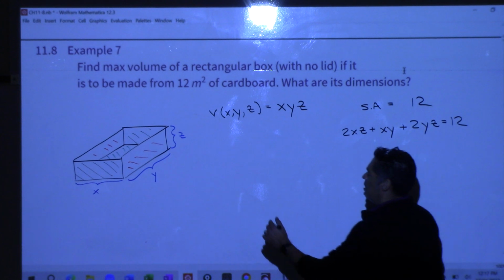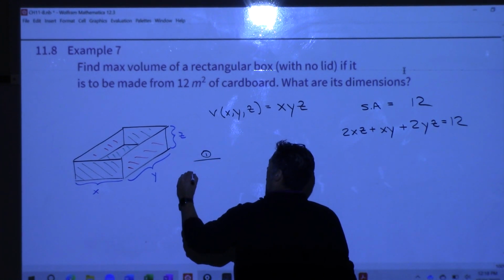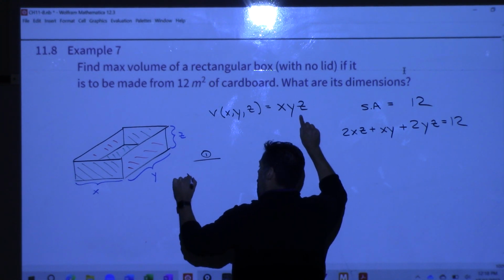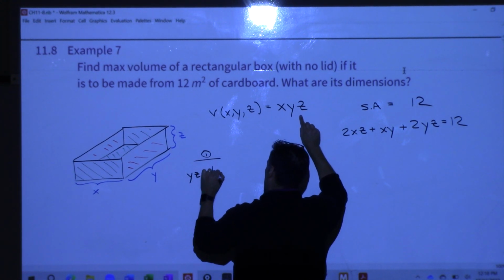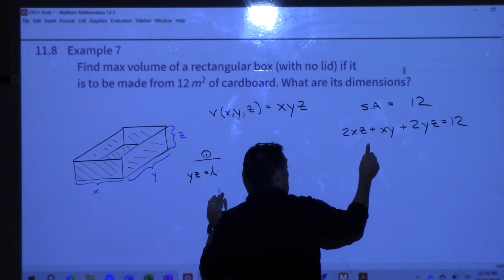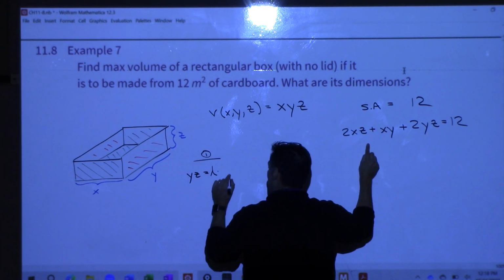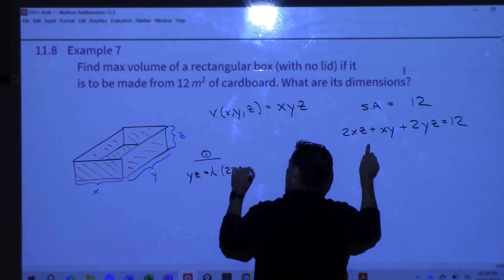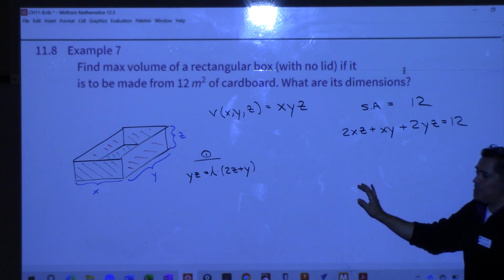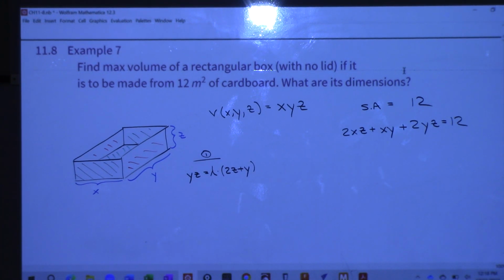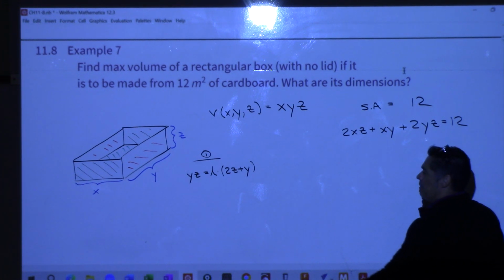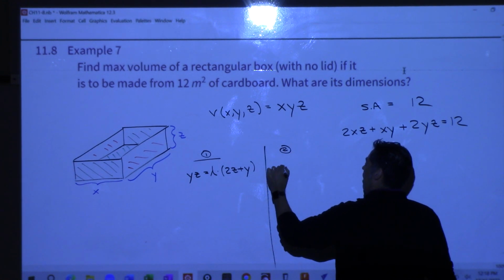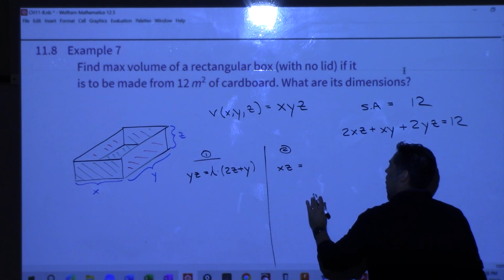So let's do this. Equation 1. The derivative of this function with respect to x, yz, equals lambda times the derivative of that with respect to x. Careful. 2z plus y. Okay, I put it in parentheses there. That's important because that's in front of lambda, right? That's my first equation.